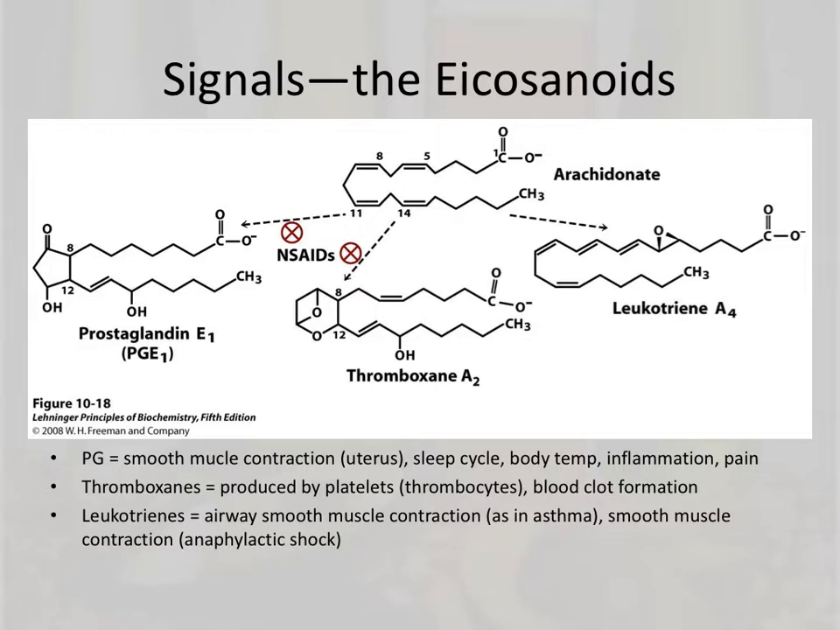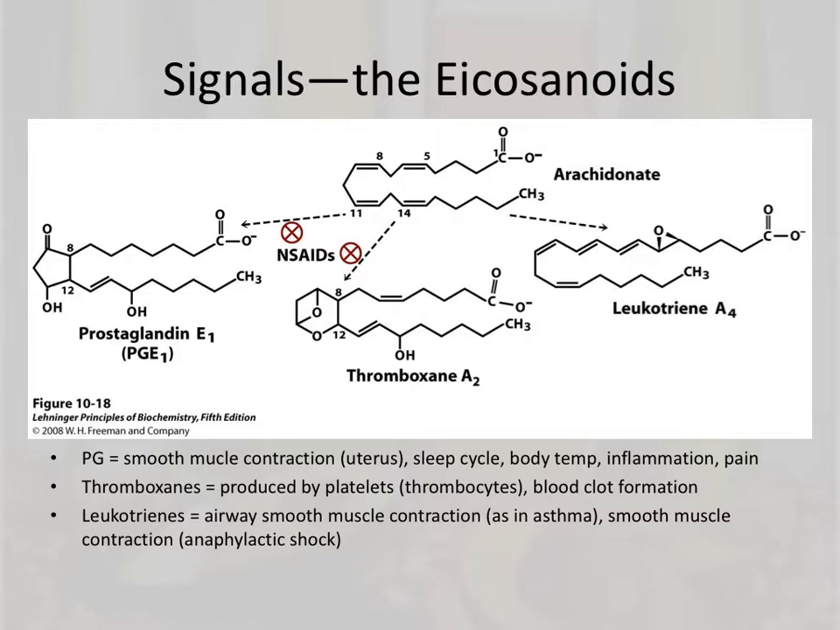Leukotrienes are many times involved in inflammation and also in smooth muscle contractions. In fact, it's usually why it helps lead to anaphylactic shock. Okay, whereas a thromboxane has to do with blood clot formation. So we can see that they're closely related, but they have very different functions. And then we have prostaglandins. Prostaglandins have a whole host of different functionalities.